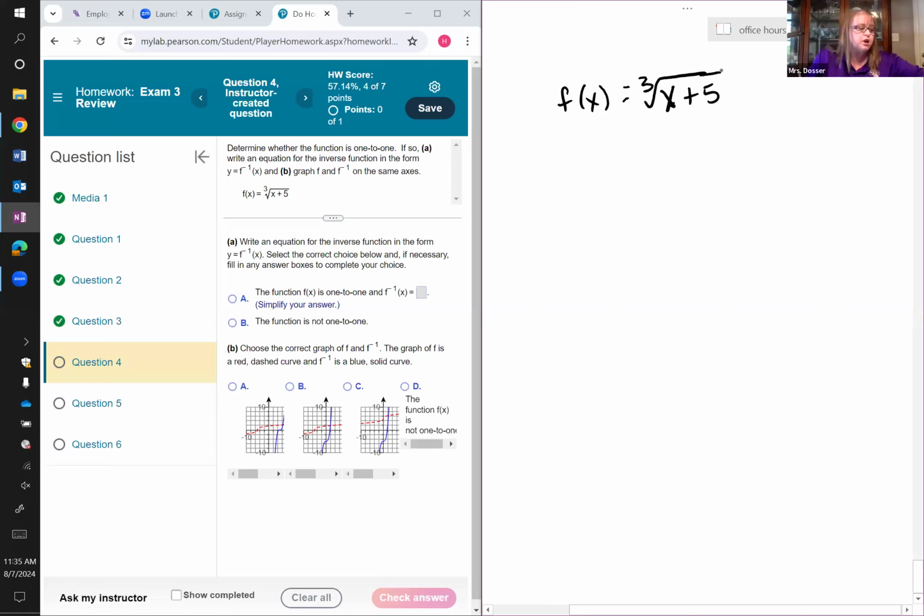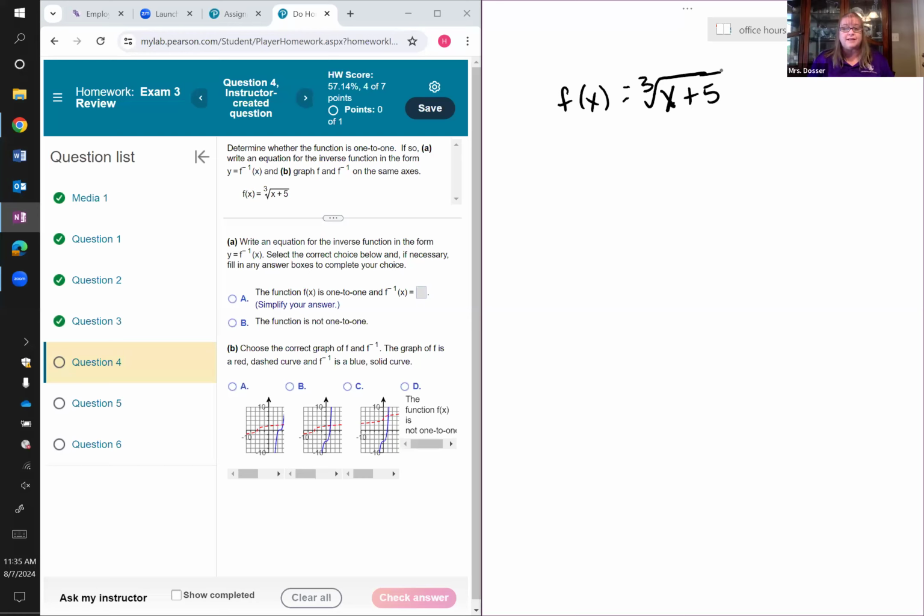We first need to determine whether this function is one-to-one. Well, the easiest way to determine if a function is one-to-one is to graph it and see if it passes the horizontal line test. Remember, if it passes the vertical line test, that indicates it is a function, and if it passes the horizontal line test, that indicates the function is one-to-one. We know it's already a function. It tells us so in the problem. So we can graph it and see if it passes the horizontal line test, and that'll tell us whether it's one-to-one.